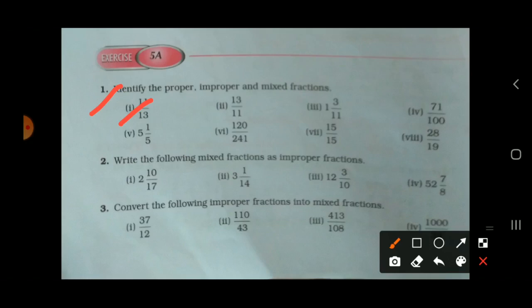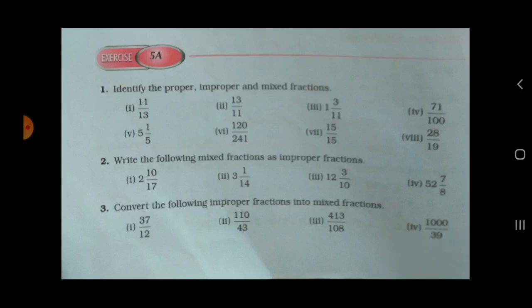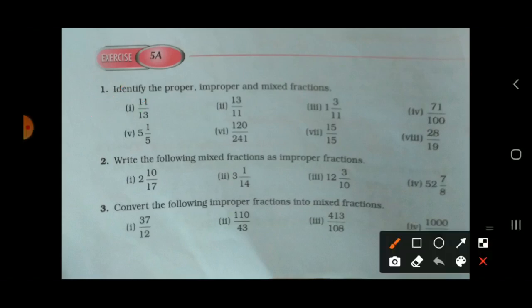Here your numerator is less than denominator. Numerator is here 11 and your denominator is 13. This is your numerator, this is your denominator. Yes, here numerator is less than denominator, that's why this is your proper fraction.